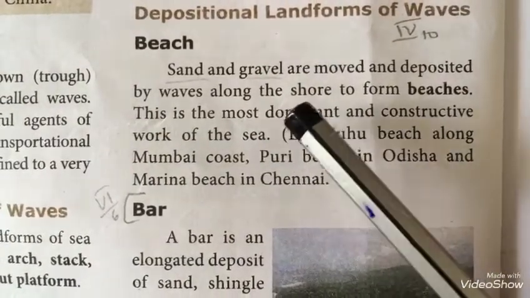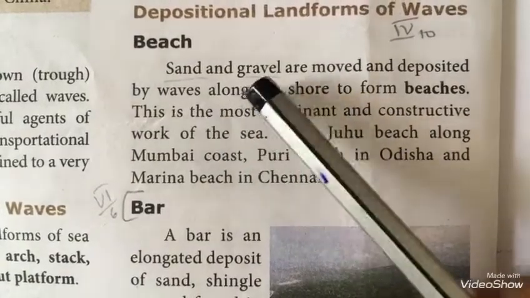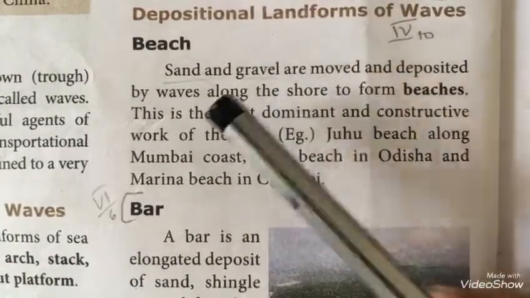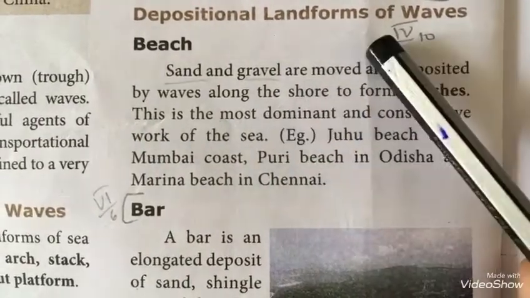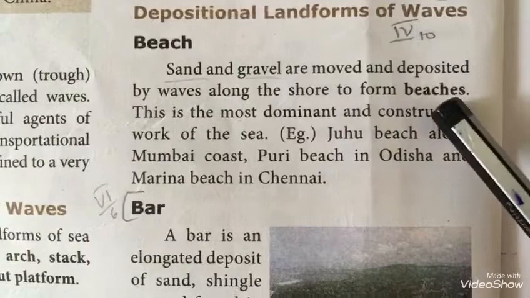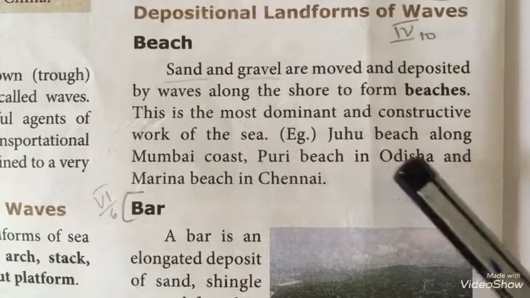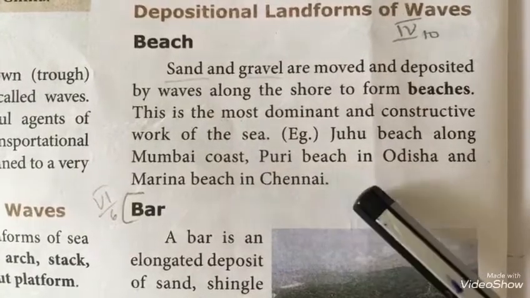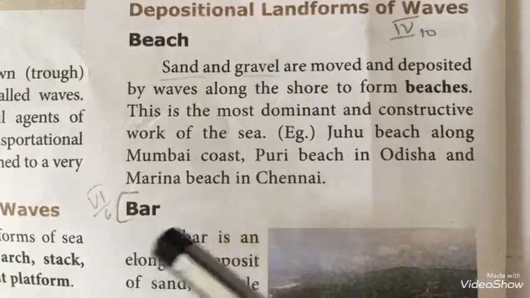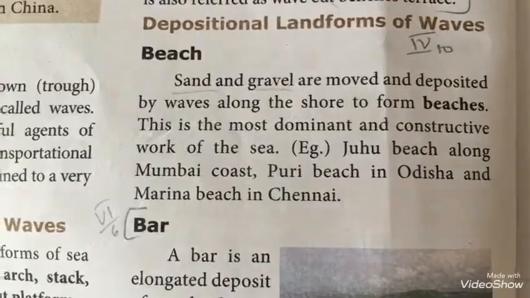To form beaches, the sand and fine particles are deposited by the waves along the shore, parallel to the seashore. This is known as beaches. For example, Juhu Beach along the Mumbai coast, Puri Beach in Odisha, and Marina Beach in Chennai.